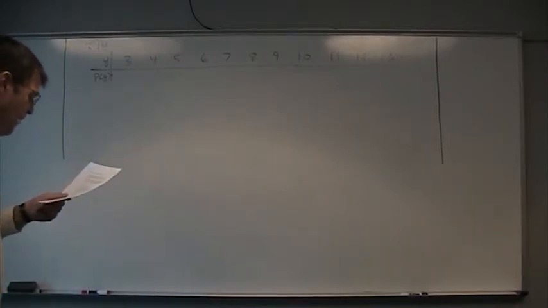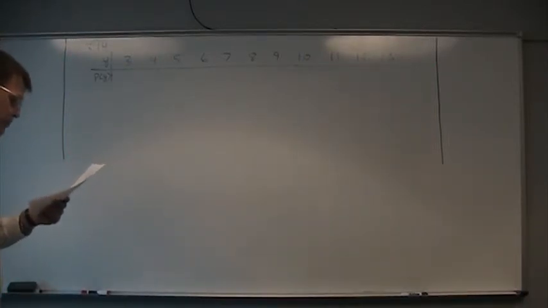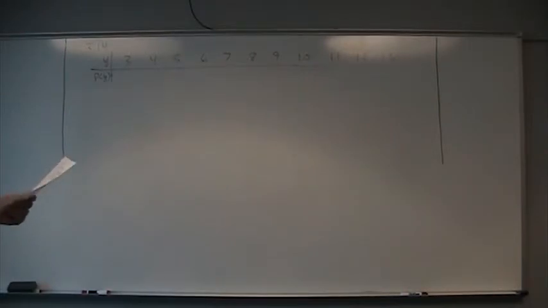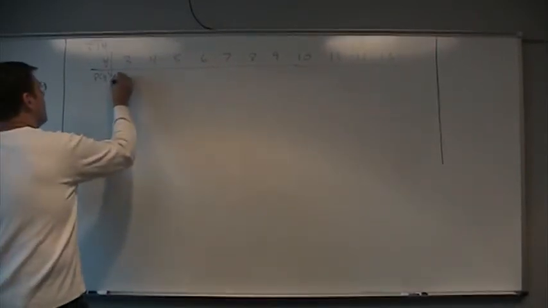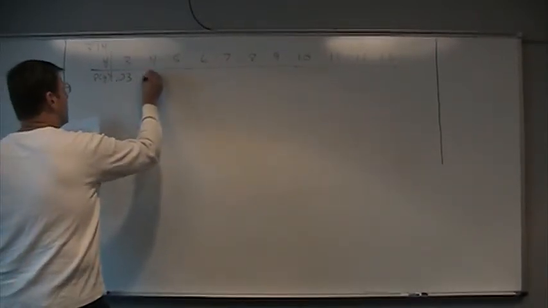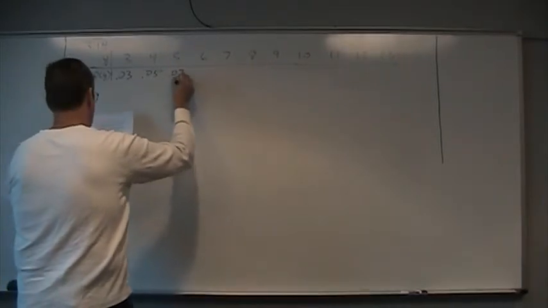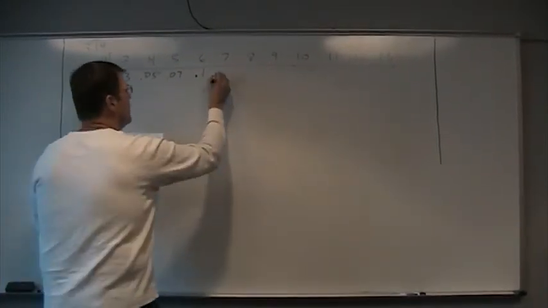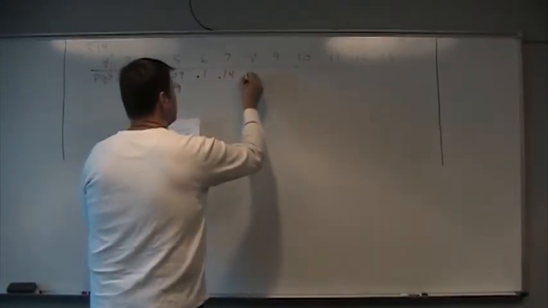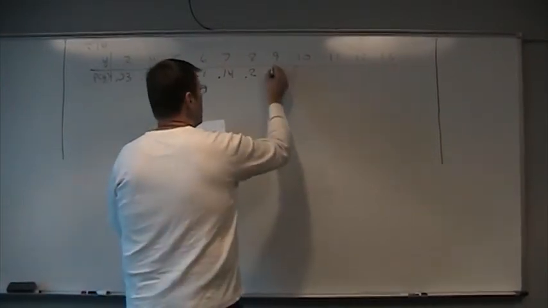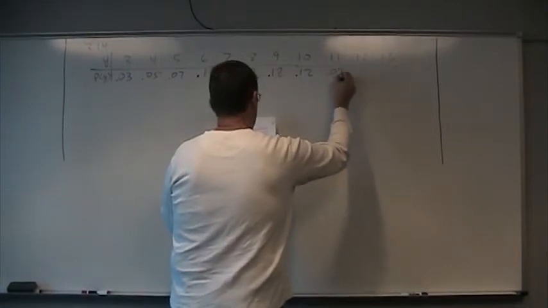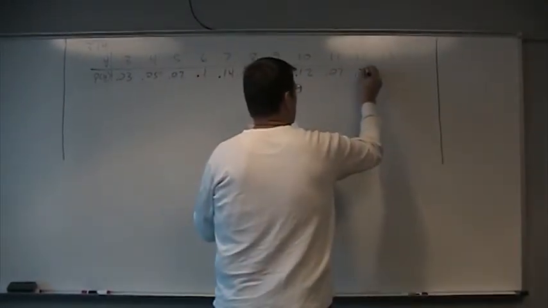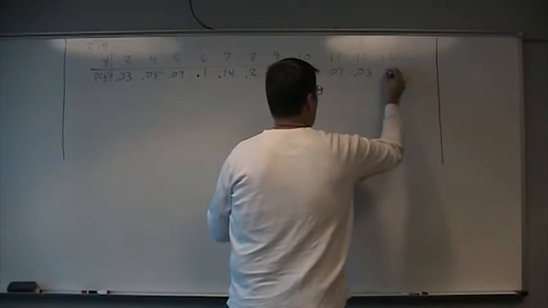So those values up there are the number of years for the actual patent life associated with new drugs, and the corresponding probabilities are 0.03, 0.05, 0.07, 0.1, 0.14, 0.2, 0.18, 0.12, 0.07, 0.03, and 0.01.